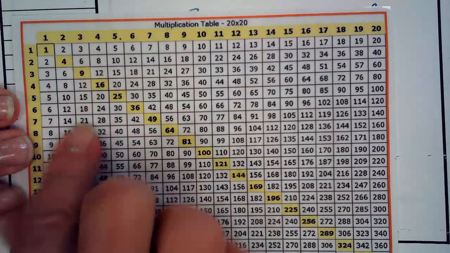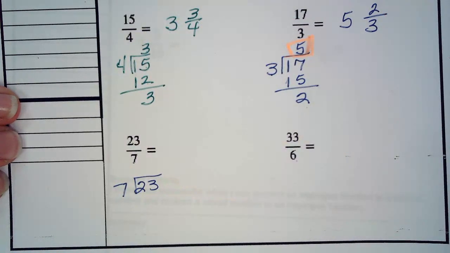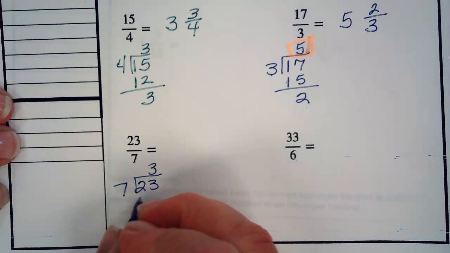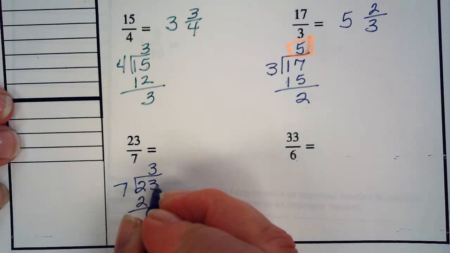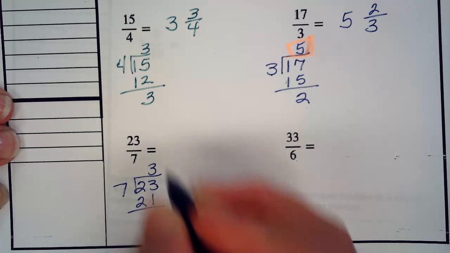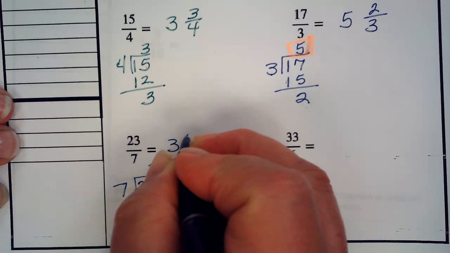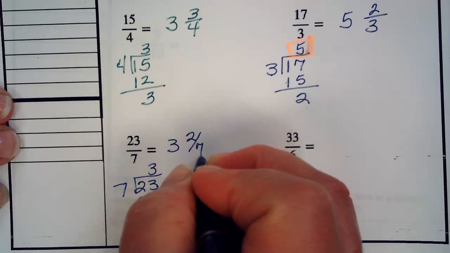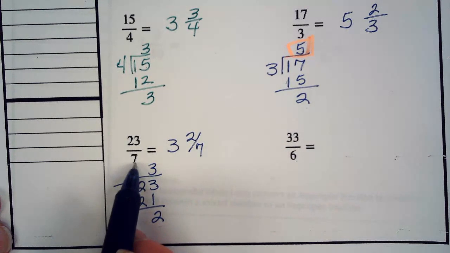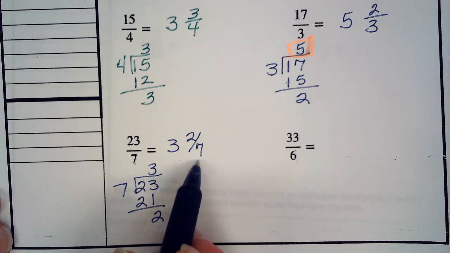So 3 times 7 is 21. 23 minus 21 is 2. There's my fractional part. 3 and 2 over 7. Realize you're still using this denominator in your mixed number.